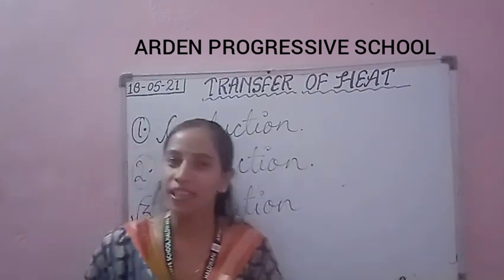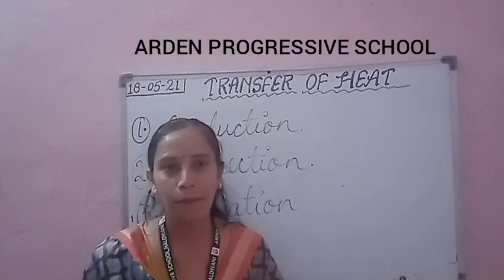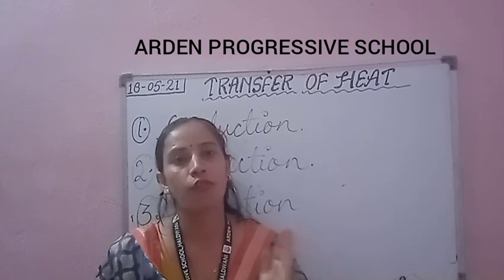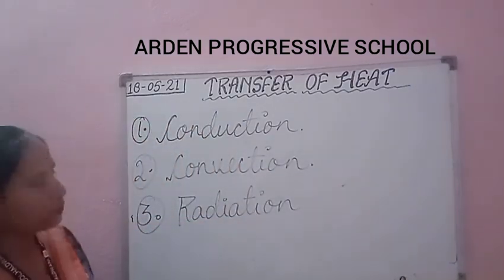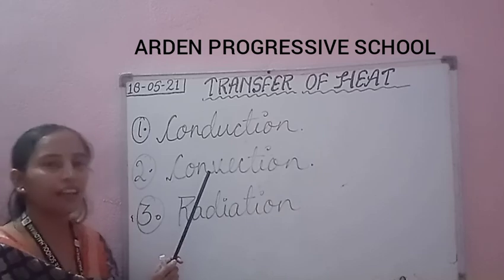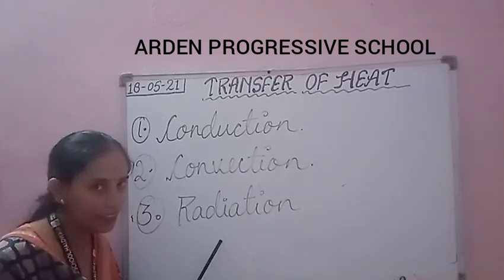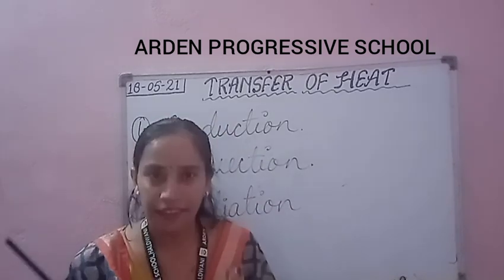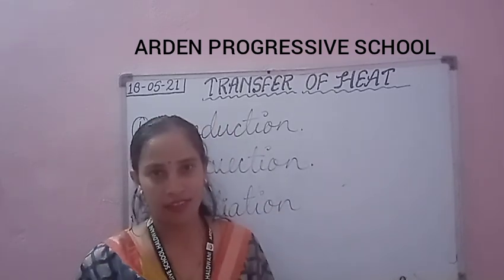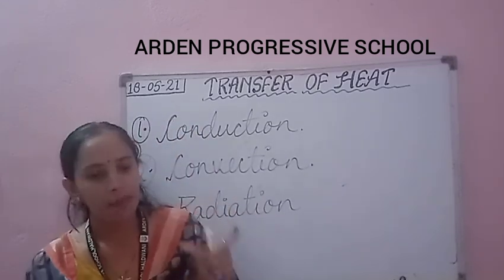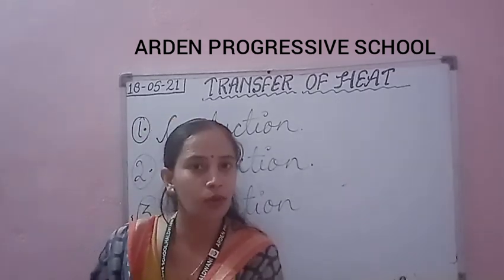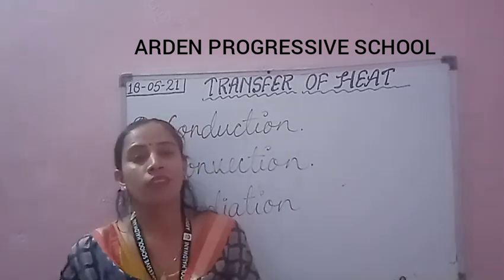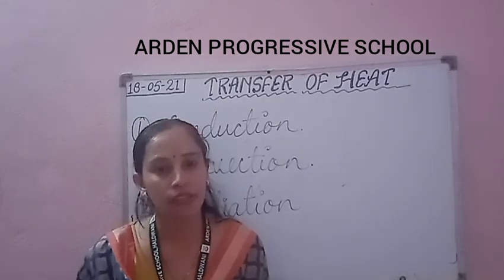So students, in today's lecture we discussed the transfer of heat. There are three modes of transfer of heat. First is conduction, second is convection, and the third is radiation. Along with this, we discussed the two topics that are conductors and insulators. Okay, students, and some part of the types of clothes that we wear according to the seasons. So all this we discussed in today's lecture.